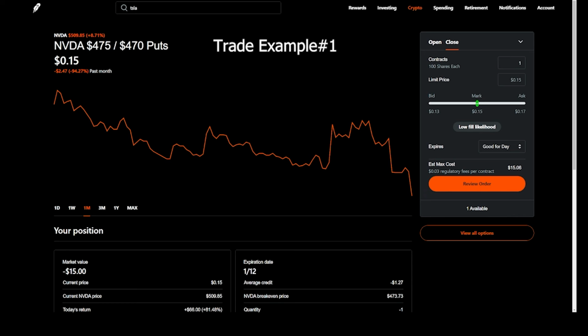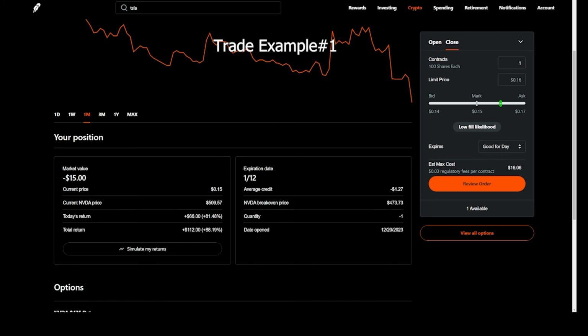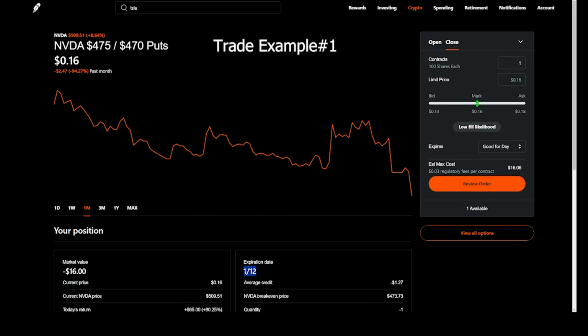All right, so this is a bull put spread that I'm about to close. I wanted to show this trade as an example. So I opened this trade on December 20th with expiration date of January 12th. At the time, I decided that I don't think NVIDIA will fall down to 475 or below. So I sold the put 475 and I bought the 470 to create my bull put spread. This is my downside protection.